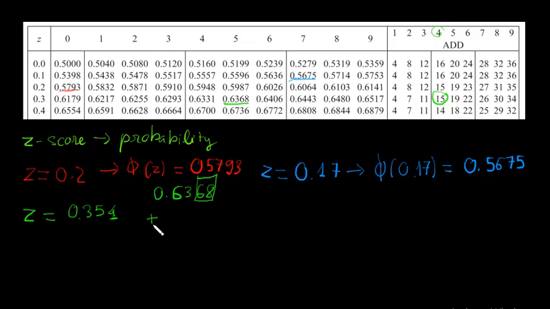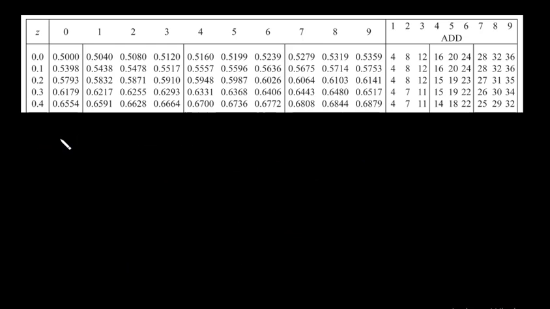It means I have to add 0.0015 to the last two digits. So my value is 0.6368 plus 0.0015 equal to 0.6383. That is how I can find the value.